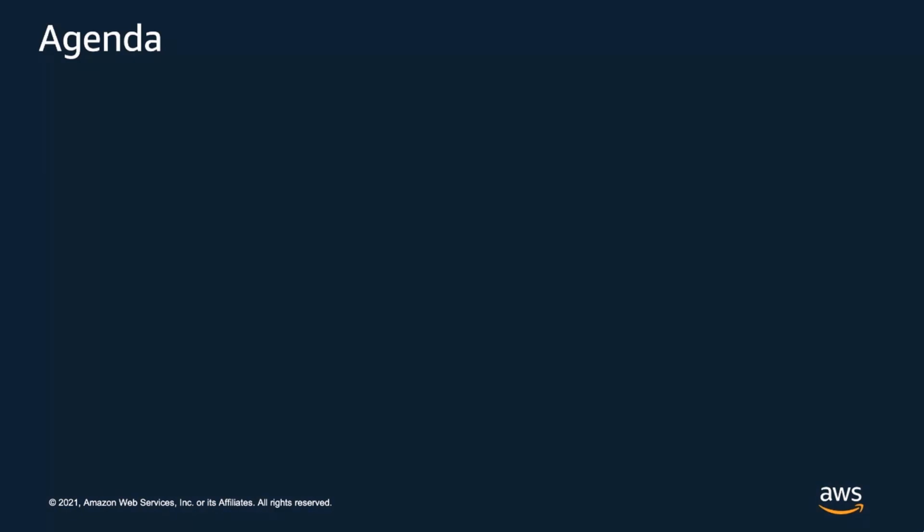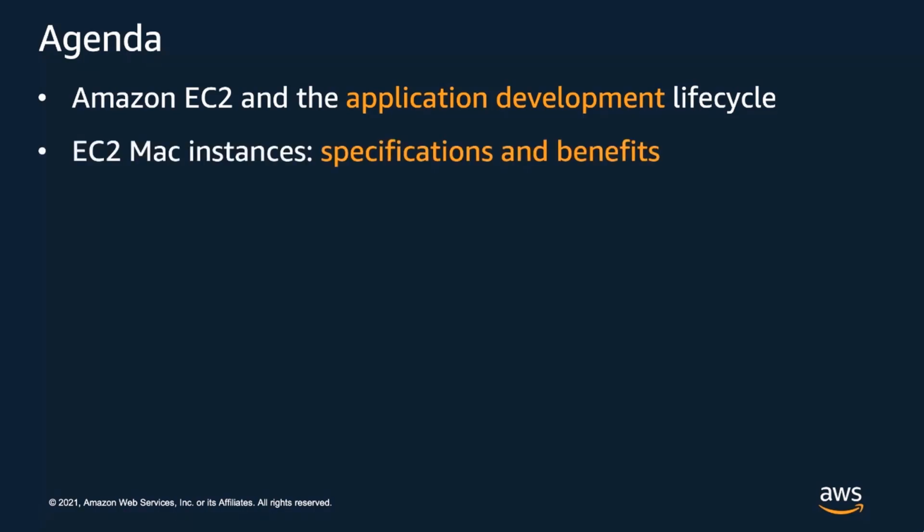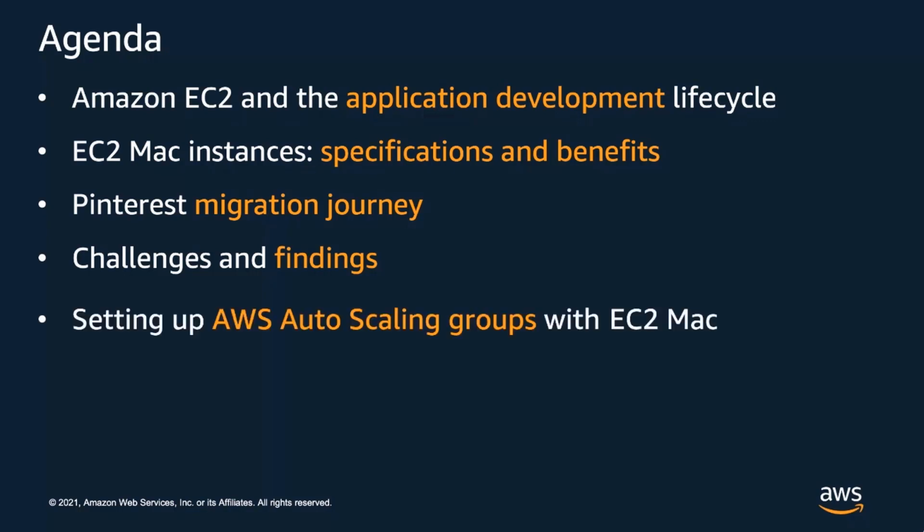So on the agenda for today, first we're going to talk about EC2, what it means, and the application development lifecycle. We'll then talk about where EC2 Mac, the instances, fit into that lifecycle, and also their specifications and benefits. I'll then hand it over to Oliver to talk about Pinterest and their specific migration journey. He'll discuss the challenges and findings that they found as part of their EC2 Mac journey.